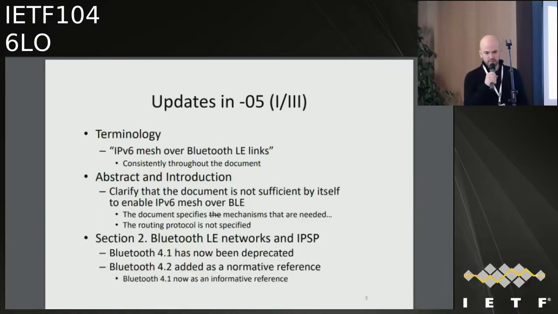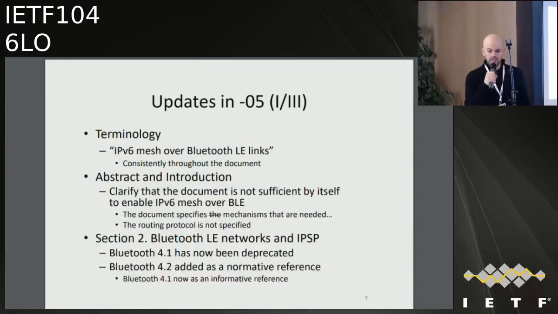Then there was a comment by Rahul that perhaps it was not clear for the reader whether this document is sufficient by itself to enable IPv6 mesh over BLE or not. So now we've added in the abstract and introduction a clarification that the document is not sufficient by itself. We now explicitly state that the routing protocol is not specified. And also we've changed the wording of some sentences. We used to say something like specifies the mechanisms that are needed to enable this. However, we have now removed the word the in front of mechanisms. So it's clear that this document is needed, but it's not sufficient by itself.